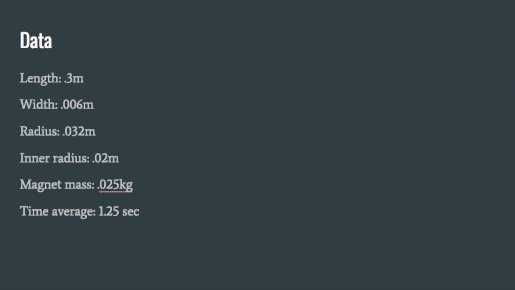Some basic data that I found before entering into Python GlowScript was that the length of my aluminum foil tube was 0.3 meters, the width was 0.006 meters, the radius was 0.032 meters, the inner radius was 0.02 meters, the magnet mass was 0.025 kilograms, and the time average that I found was 1.25 seconds.